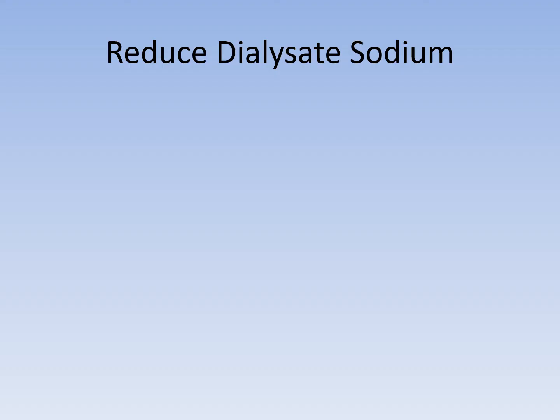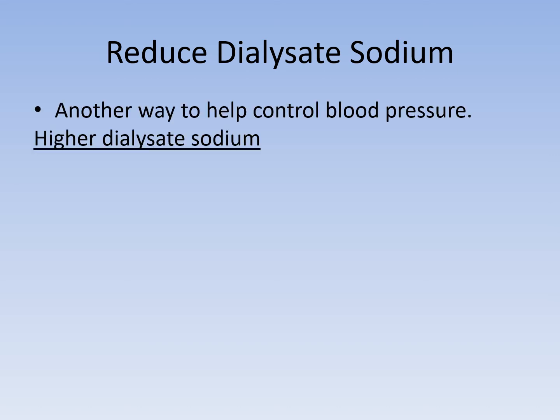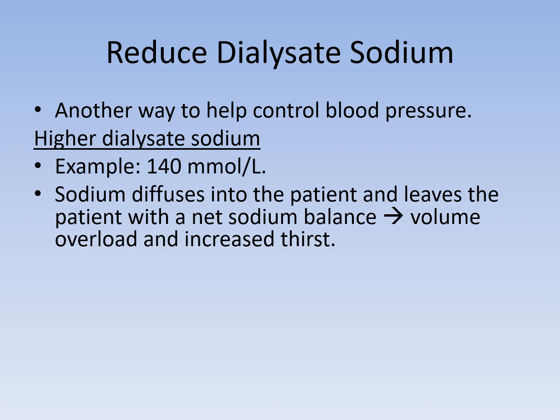Another tool for controlling blood pressure and volume overload in dialysis patients is reduction in dialysate sodium concentration. So if we dialyze a patient with a high dialysate sodium concentration, for example 140 millimoles per liter, then sodium actually diffuses from the dialysate into the patient's blood. It leaves the patient with a net sodium balance, so a positive sodium balance. So they leave dialysis actually with more sodium in their blood, and that makes them thirsty, and then they drink a lot of fluid, and they come in volume overloaded.